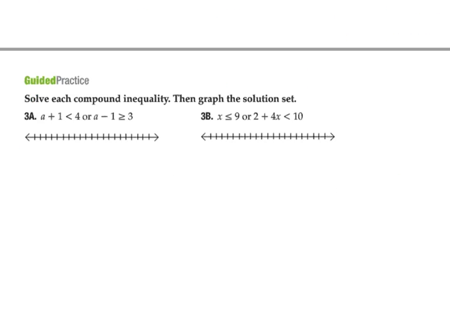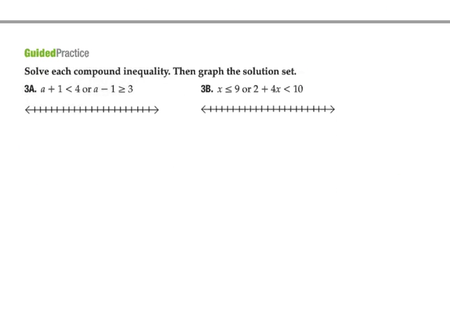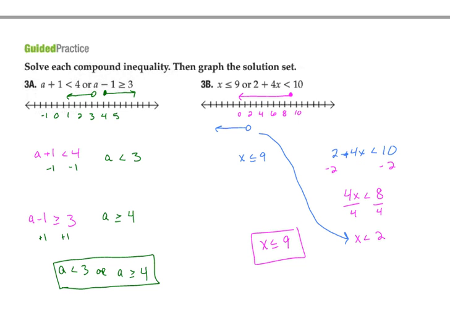Okay, keep that in mind when you do guided practice 3. Okay, so 3 is pretty straightforward. We see that a is less than 3 or a is greater than 4. 3b, they actually give us the first one. We know that x is going to be less than or equal to 9. Solving the second one here, we get that x is less than 2.